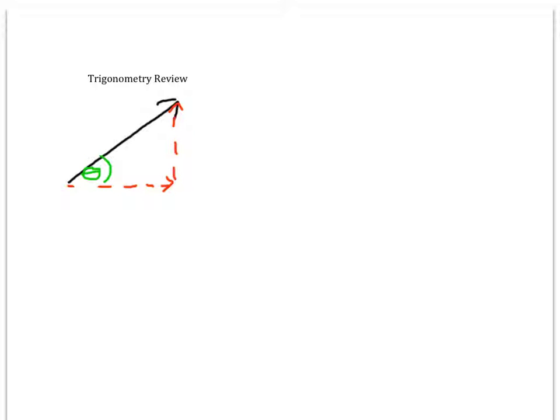Let's go to blue. That's a nice color. So this is the opposite side. There's the adjacent side. And there's the hypotenuse. So given this orientation, here's your right angle.